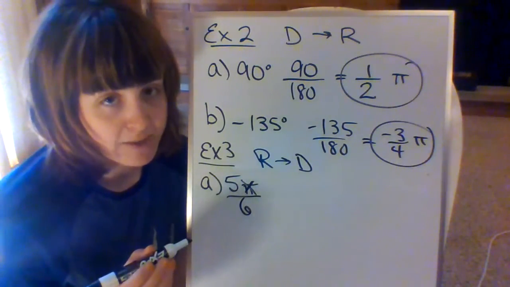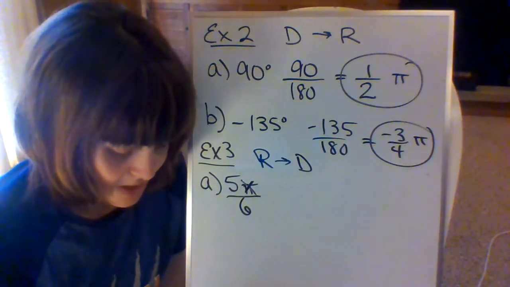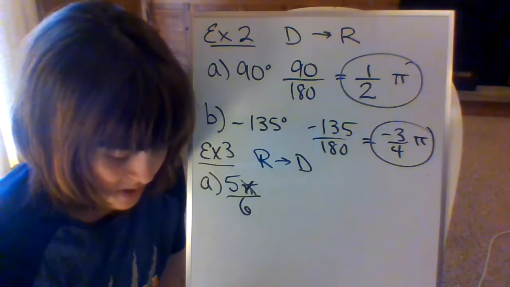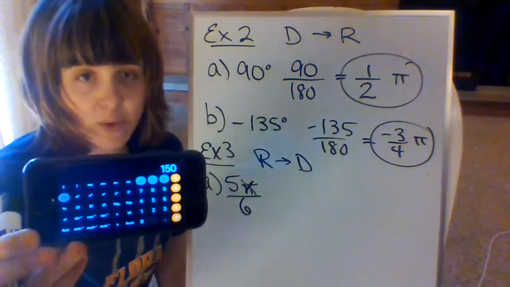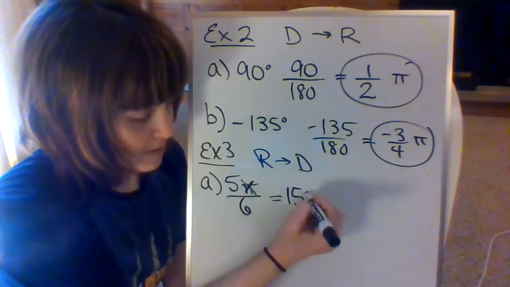And then you're going to multiply 5/6 by 180. So 5 divided by 6 equals, and then times 180. And you'll get 150. Okay, so this equals 150 degrees.